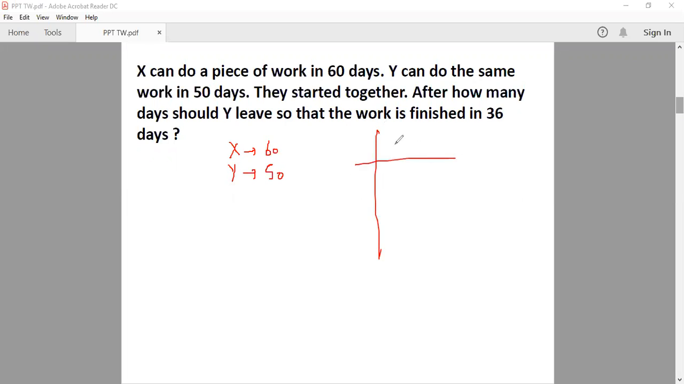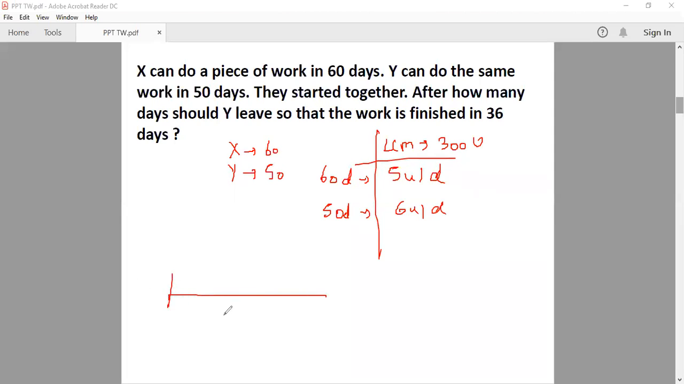Let me now do it with this pen. I said LCM is 300 units. X is doing it in 60 days, so X is doing 5 units per day. Y is doing it in 50 days, so Y is doing 6 units per day.